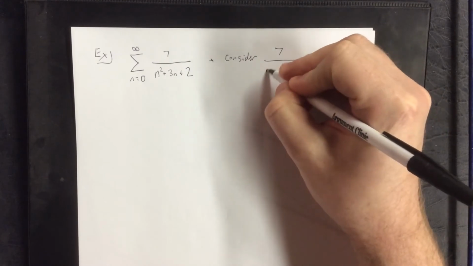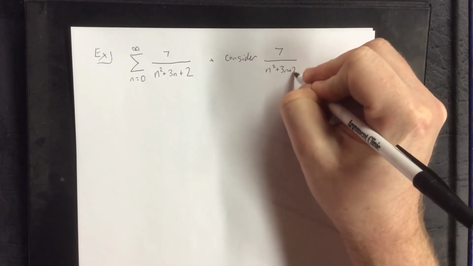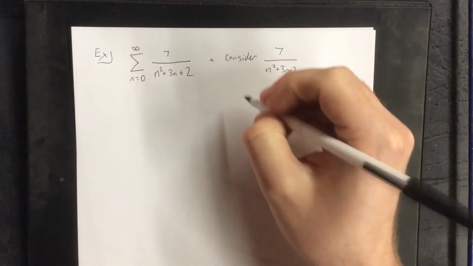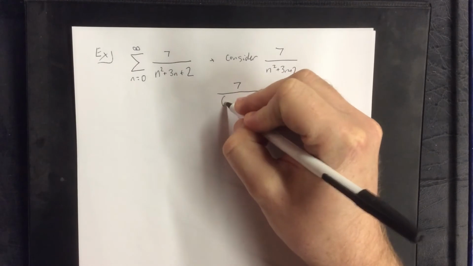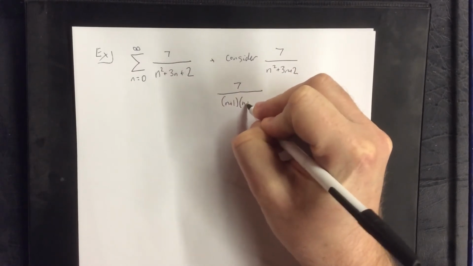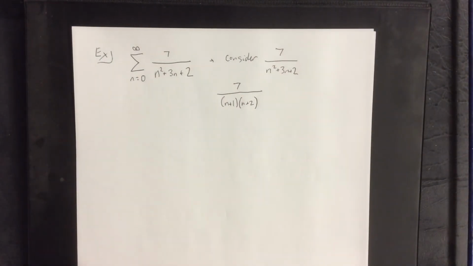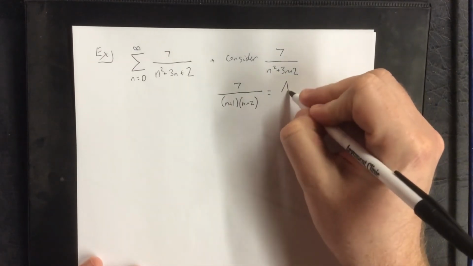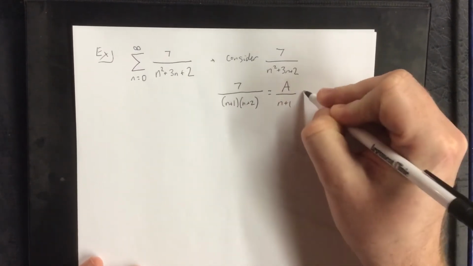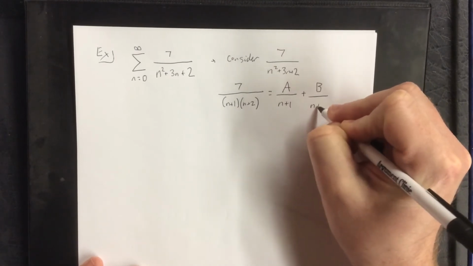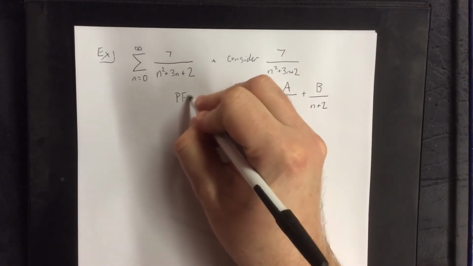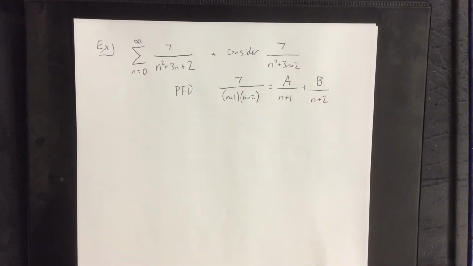Now this 7 over n squared plus 3n plus 2 is a rational expression. With this rational expression, I notice that I can factor the denominator. Denominator factors quite nicely into n plus 1 and n plus 2. However, we're supposed to see this as a difference of functions, and if I want to take one single fraction and express it as a sum or difference of fractions, that is going to involve doing a partial fraction decomposition. So that's exactly what I'm going to do.